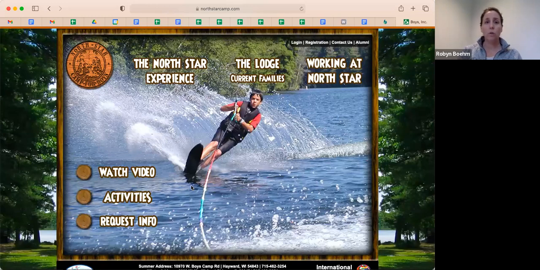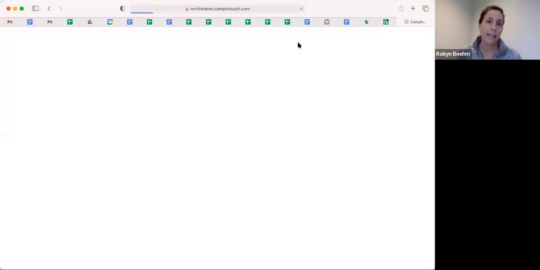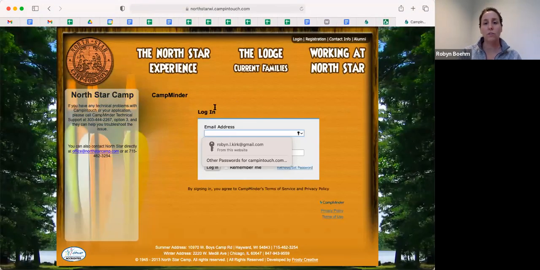If you go to northstarcamp.com, you'll notice in the upper right-hand corner, it says login. That is login to Campintouch. And so you've used it for your registration. You'll also use it for forms, and then throughout the summer as well, to access anything from pictures to just additional information that we're housing right there.